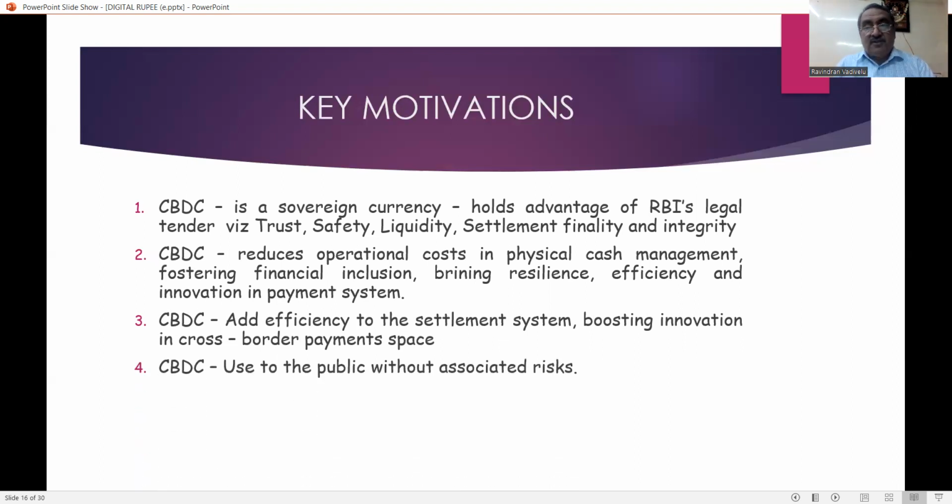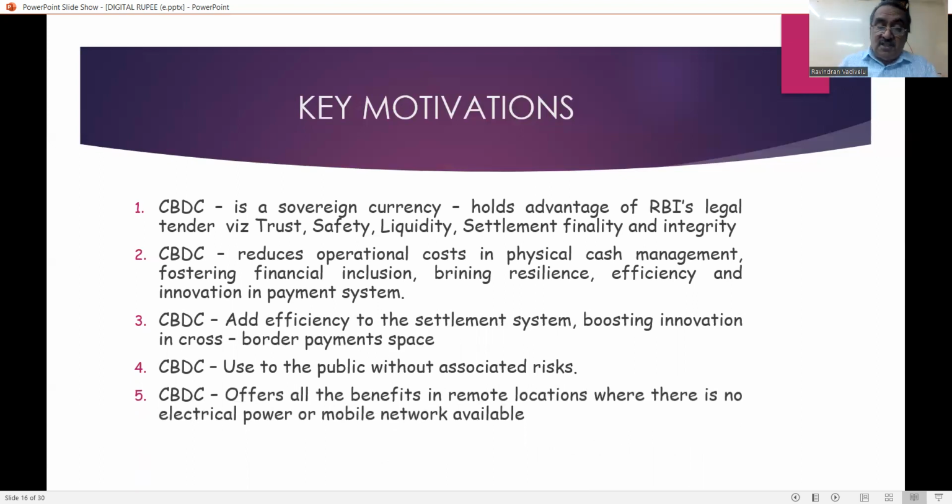CBDC can be used by the public without associated risk, because it has the same value. You are holding the currency, I am also holding the currency. You are holding 1,000 rupees worth of digital rupee, I am also holding 1,000 rupees. So we have equivalent value. There is no trading permitted at present because it's a digital rupee. Once again, I say that this digital rupee is not a cryptocurrency. This point you have to bear in mind.